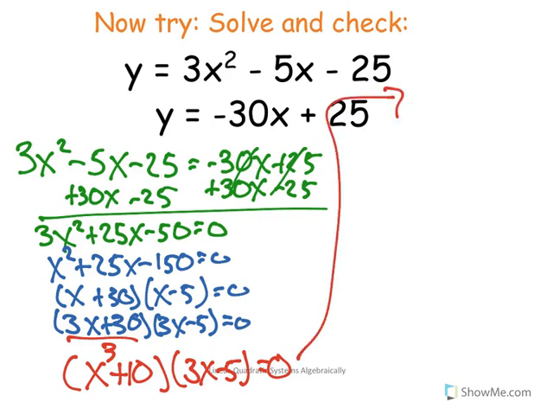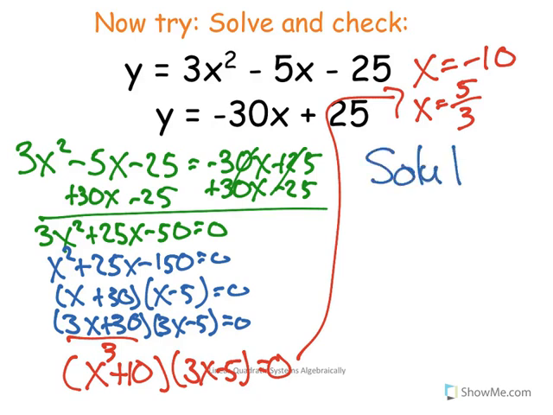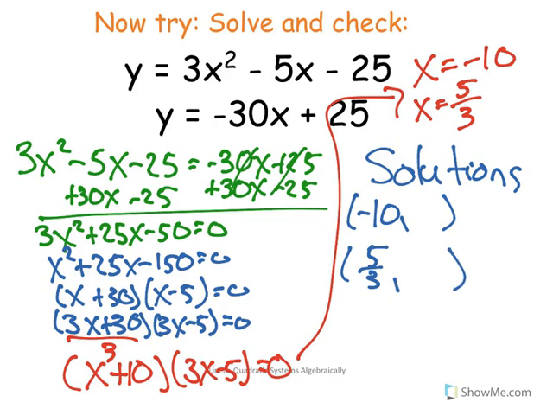So I'm going to come up here. If x plus 10 is equal to 0, then one of the roots is x is negative 10. And if 3x minus 5 is equal to 0, then the other root should be x is equal to 5/3. So as far as expressing my solutions, I know that one of them is going to be negative 10 comma blank, and one of them is going to be 5/3 comma blank.